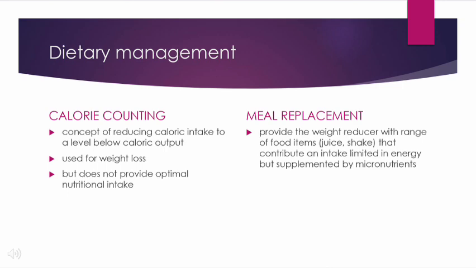Now, let us move to meal replacement. Meal replacement involves substituting one or more meals with controlled portions of specific food products, such as shakes or nutrition bars. These are designed to be low in calories but still contain essential nutrients. For example, a patient may replace breakfast with a meal replacement shake instead of eating a high-calorie meal. This approach is useful for patients who have difficulty controlling portions or those who prefer structured eating plans.